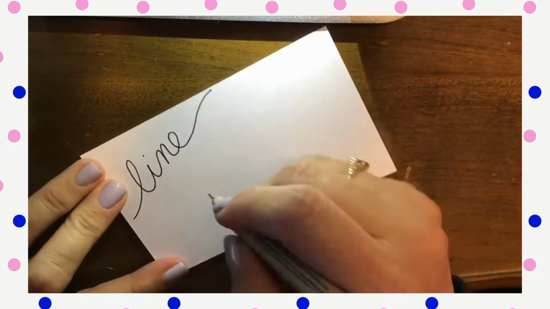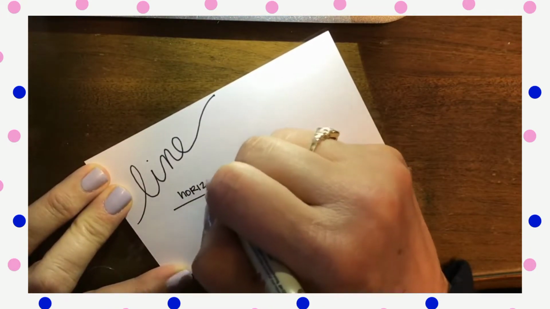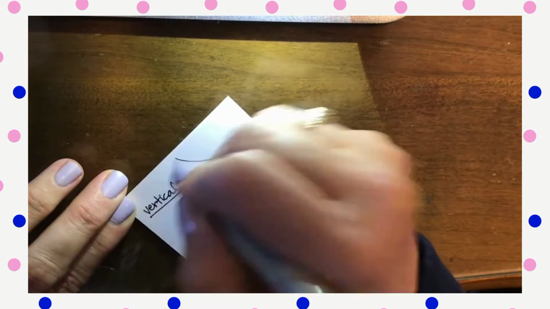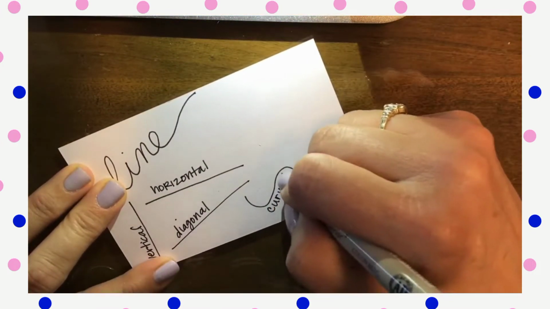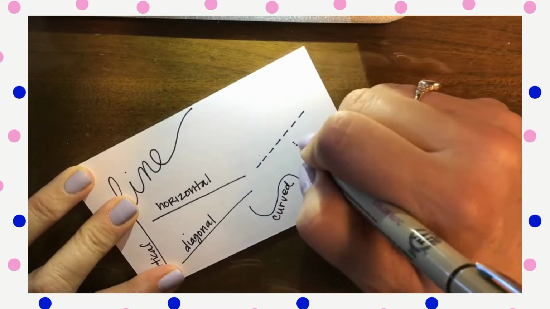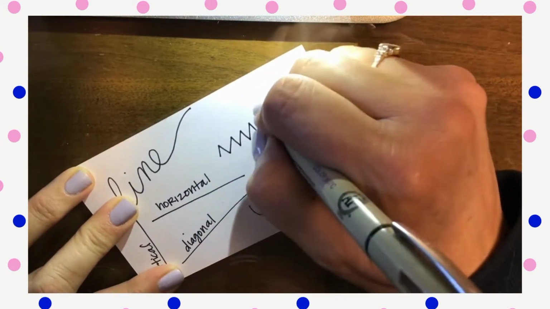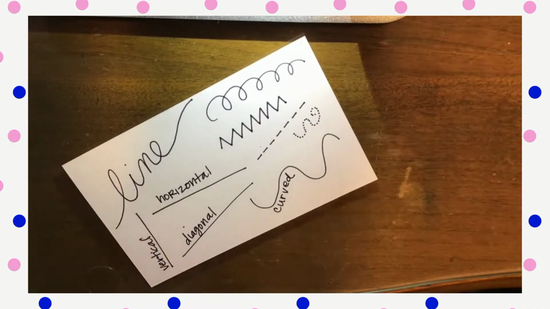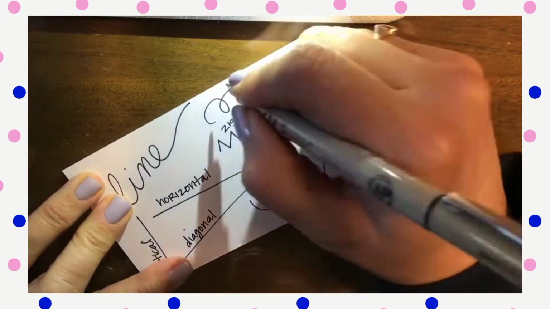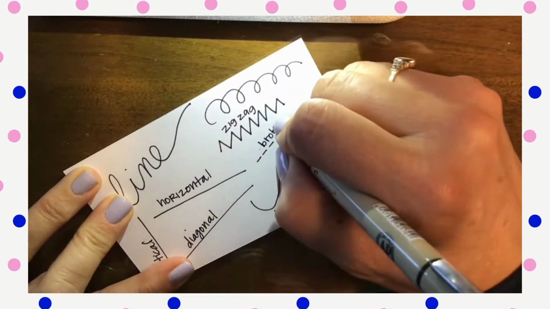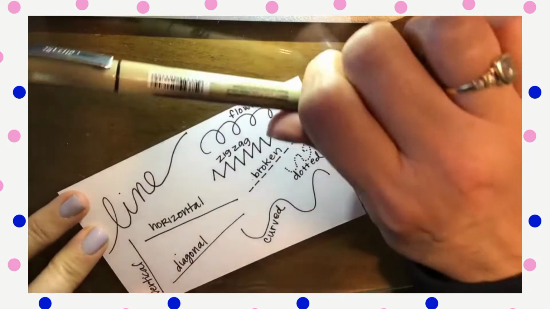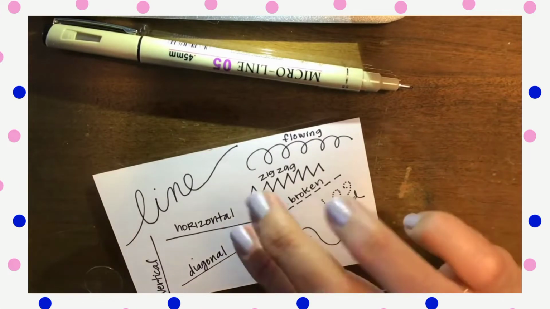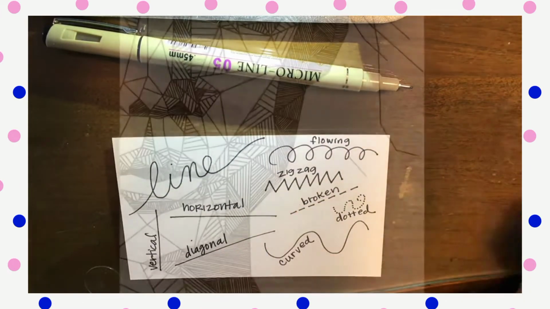Line is the first building block or element of art. Line is a path created by a moving point, mark, or object. Line can be straight, swirly, wavy, jagged, dotted, dashed, broken. You get the point. It can be squiggly or straight. It can be diagonal, vertical, horizontal, parallel, perpendicular, thick, thin. There are many things that can be done with line, as you can see here in these examples.